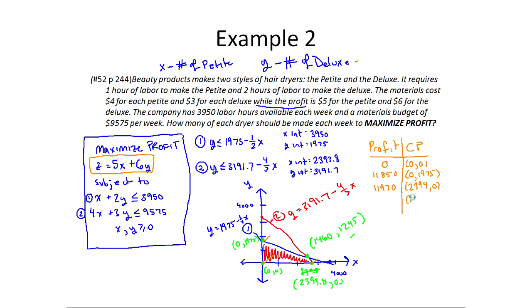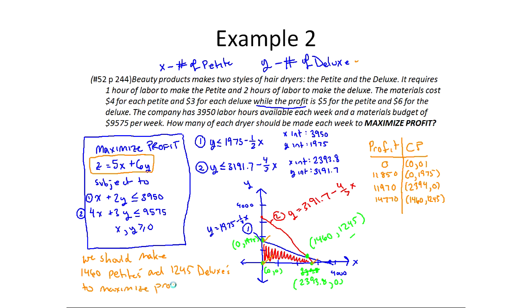Now the last corner point we found was 1460, comma 1245. Okay, so it'd be 5 times 1460 plus 6 times 1245. I get 14,770, definitely the maximum, right? So I found my maximum point, but what I need to do is translate this into the problem. So we should make 1,460, whatever x was, petites, and 1245, whatever y was, which were deluxes, to maximize profit.